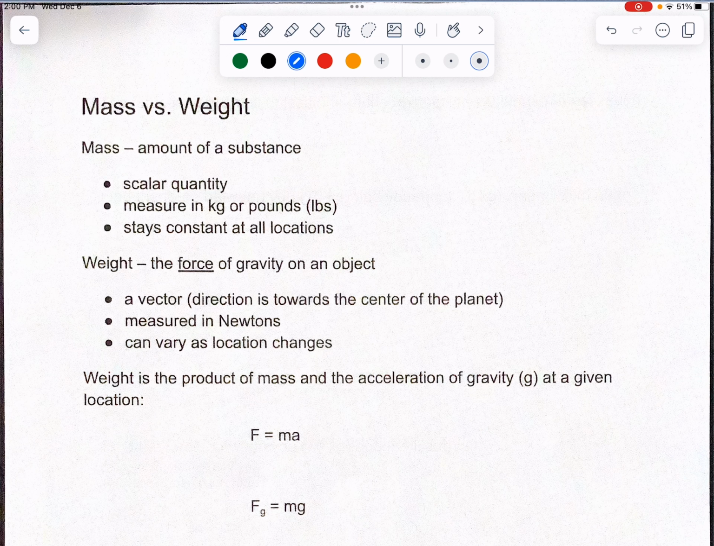Okay, so mass is the amount of substance that makes up something. So you have a mass. It's a scalar quantity, meaning it has no direction. It stays constant anywhere you go. So if you're in space, you have mass. If you're on Earth, you have the same mass.